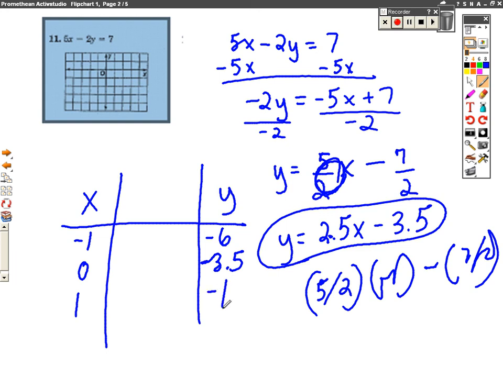So I can definitely plot these points exactly because they're going to fall right on the line. -1, -6. 1, 2, 3, 4, 5, down. It's going to be right down here. And 1, -1, it's right here. And one more, 0, -3.5. So with a ruler, you're going to make sure you draw your line, and there it is. Again, if you use a different domain, you still would have ended up with the same graph.